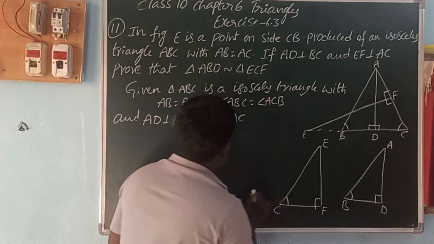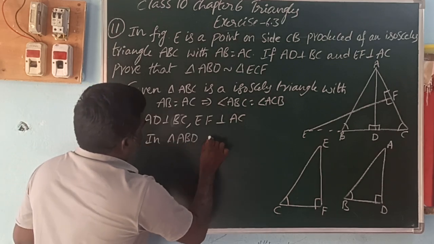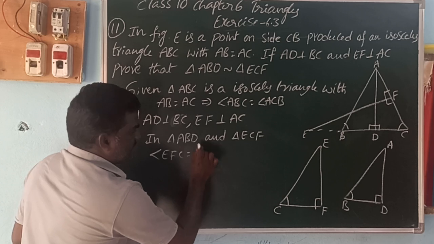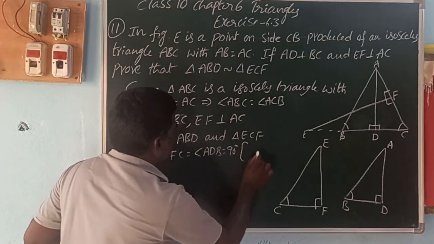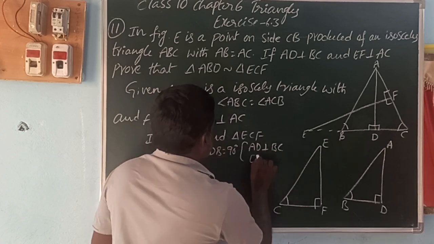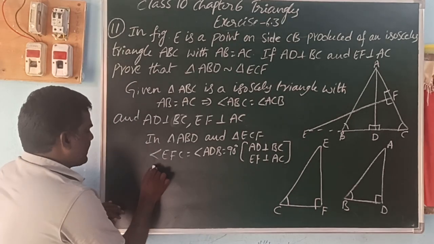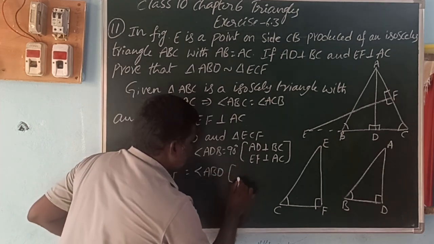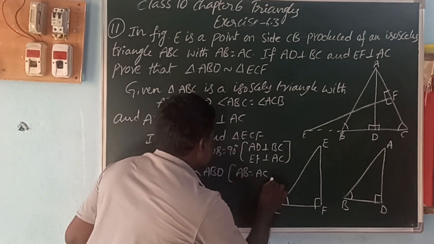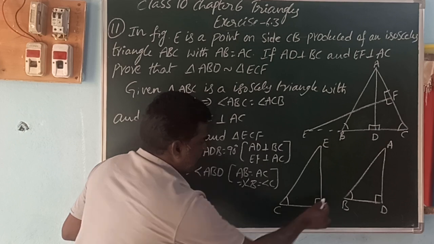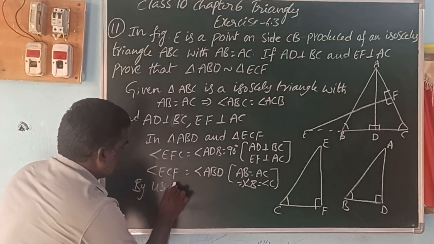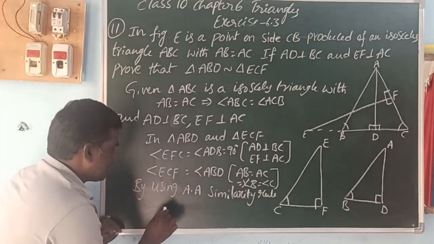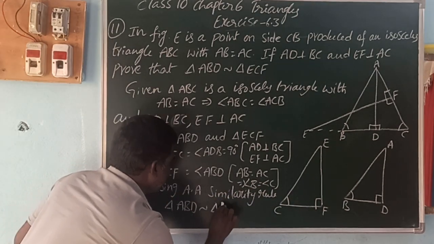So here, in these two triangles, triangle ABD and triangle ECF, angle EFC is equal to angle ADB, equal to 90 degrees. Why? AD is perpendicular to BC, and EF is perpendicular to AC. Next, angle ECF is equal to angle ABD. Why? Because triangle ABC is an isosceles triangle, so AB is equal to AC, then angle B is equal to angle C. Therefore, by using the angle similarity rule, triangle ABD is similar to triangle ECF.